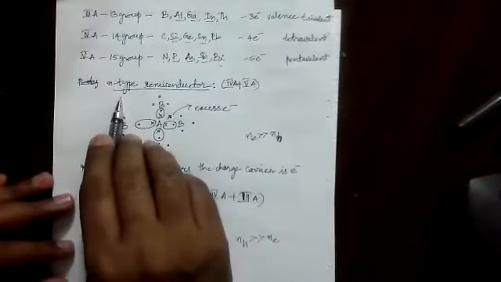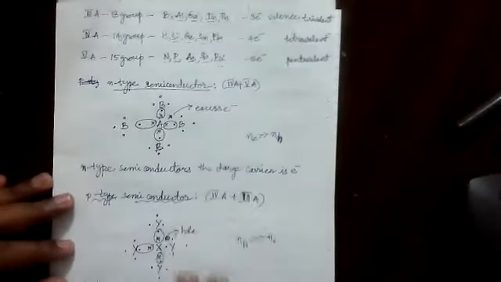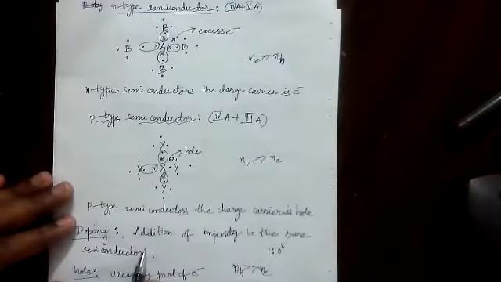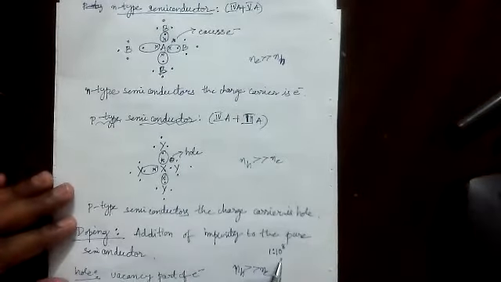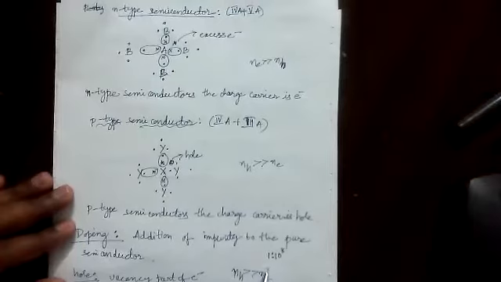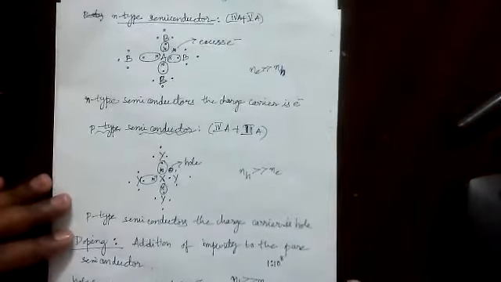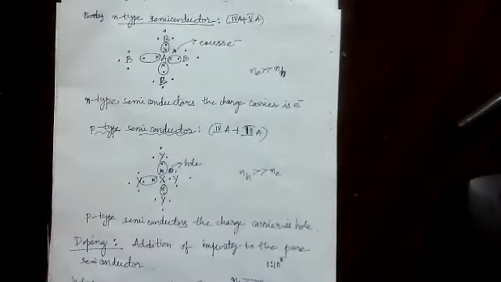Next one is the n-type semiconductor. Now the next term is doping. Addition of impurity to a pure semiconductor is said to be doping. How much is the doping? 1 impurity to 10 to the power of 18 atoms. In that ratio, we mix the impurity. Like when you are preparing dough, you put a little pinch of salt in it. So very, very little is the impurity.